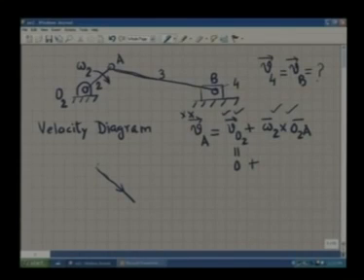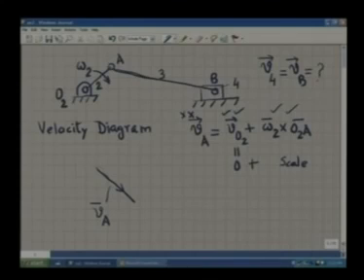While doing so, I have to choose a scale, because this velocity of A may turn out to be some meter per second. So I choose a scale of the diagram, that 1 centimeter in the diagram represents so many meters per second of velocity. So this is vector VA.